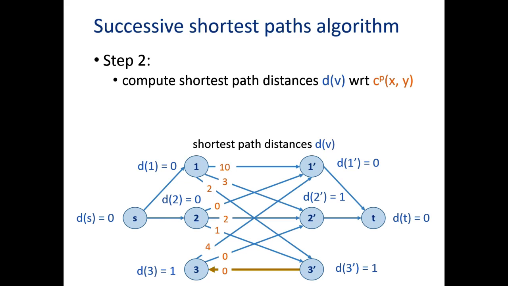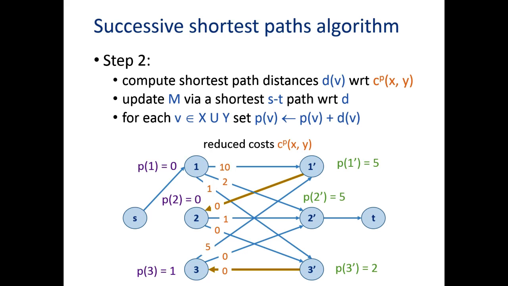So for instance, here you can get at the cost of 0. In fact, you can get to t at the cost of 0. If you can go like that, you get to t at the cost of 0, which is what you should be doing at this point. So this is the path we're going to use. This is my alternating path. I augment along this path, and I update the prices.